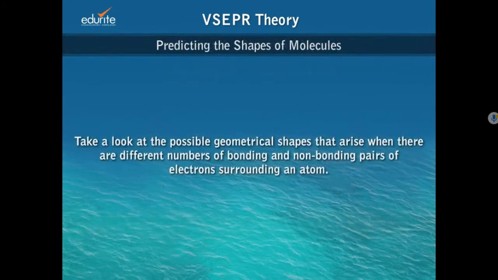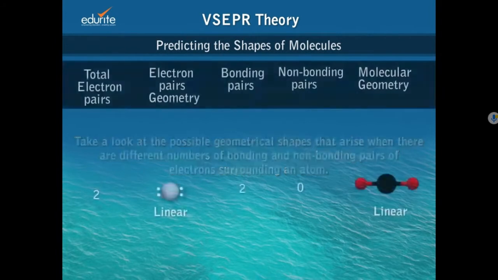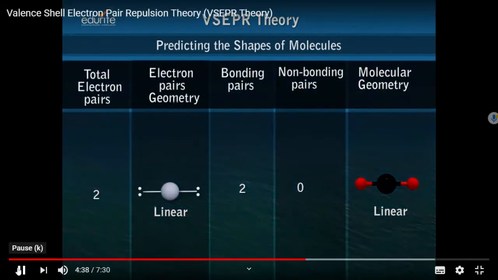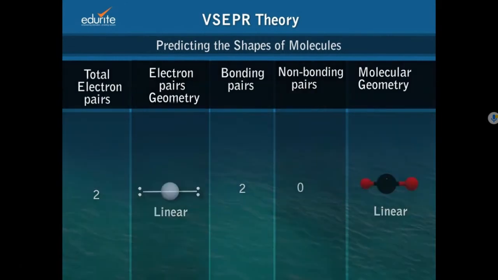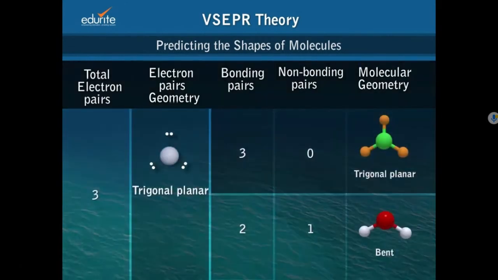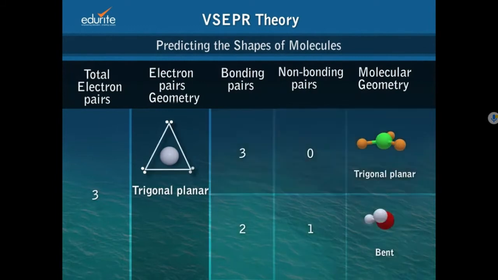Let's take a look at the possible geometrical shapes that arise when there are different numbers of bonding and non-bonding pairs of electrons surrounding an atom. When there are 2 electron pairs, the possible molecular... Now, folks, in your notes, this starts on page 11. It is a lot of information, and there's no way you're going to remember all the shapes, right? But you will need to learn them. You will need to learn the ones that are listed on pages 11 and 12. So just follow what he's doing with your notes. Molecular geometry is linear. When there are 3 electron pairs, the possible molecular geometries are trigonal planar or bent.